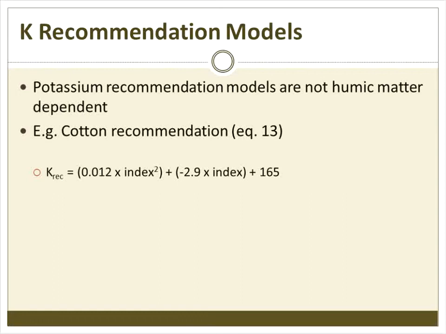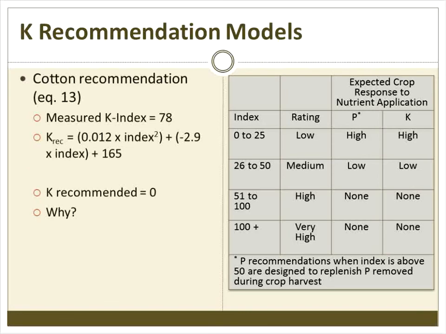Now, potassium works the exact same way. This is a potassium recommendation for cotton. It's not dependent on organic matter. So cotton says use equation 13. Here's our equation 13 right there. So if we had an index of 78, there's our recommendation model. So what is our recommended amount?